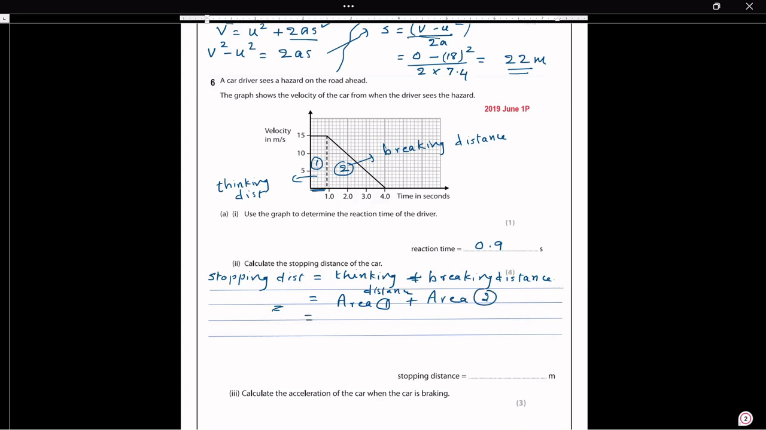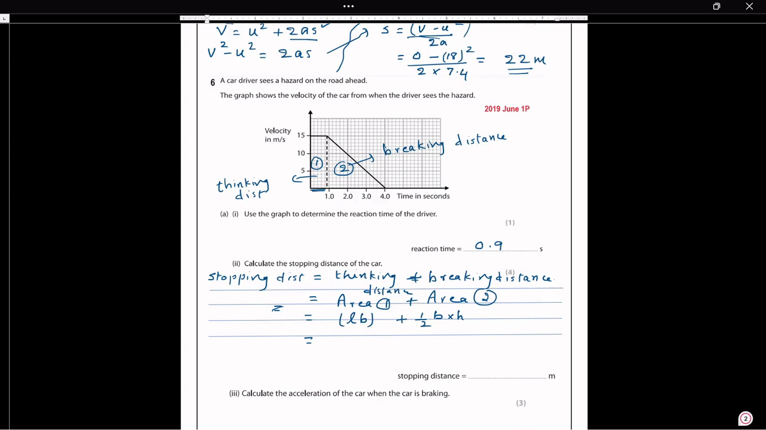Area 1 is like a rectangle. The rectangle area is length times breadth, or length times height. Area 2 is a triangle, half times the base times the height. So let us substitute, I'm doing it together.